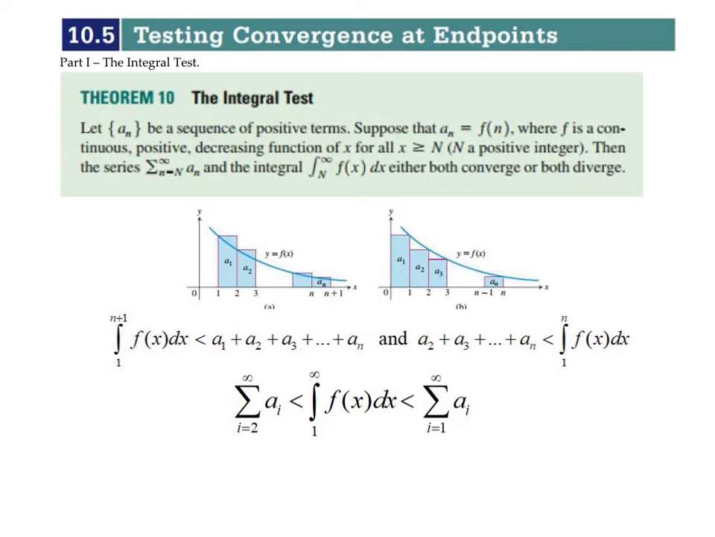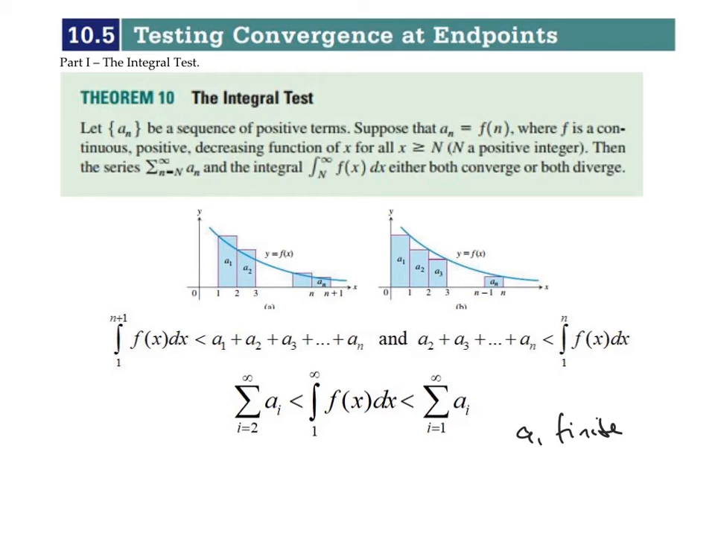Since a1 is finite, it should be obvious that if the infinite series on the left converges, adding a1 to it isn't going to change that, so the infinite series on the right will converge, and then the integral is trapped between two convergent series, so it has to converge. On the other hand, if the integral diverges, then the sum from 1 to infinity of an will have to diverge because it's larger than a divergent integral, and therefore both diverge. So the series and the integral either both diverge or both converge.